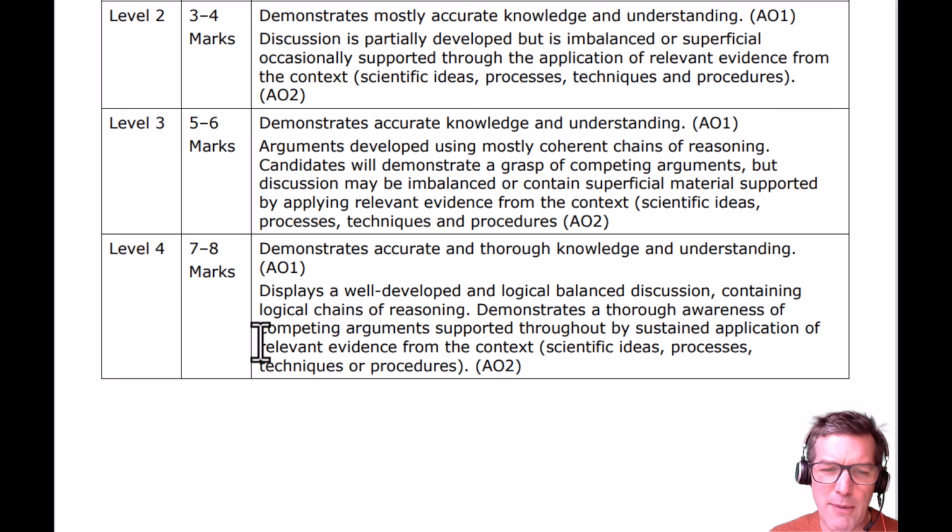Now, it might not be immediately obvious that there's competing arguments there, but really that just means that there's lots of different ideas presented. They don't need to draw conclusions. They don't need to evaluate. There's no AO3 marks here. So that was a good approach to the question. They could have just maybe put in a little bit more of that separate AO1 knowledge of correlational research.